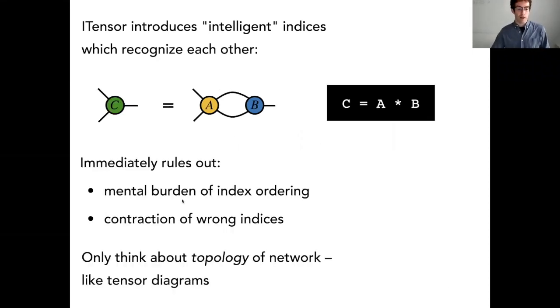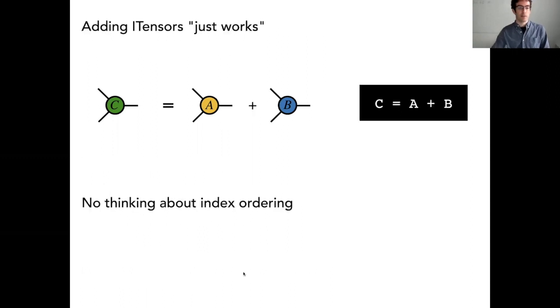So this rules out problems in programming like having to remember index ordering or contracting wrong indices. You just think about the network topology. That's the ideal. It's not always that perfect, but that's sort of the design goal that we are striving for. So it's like tensor diagrams. And in some cases, it's just really ideal.